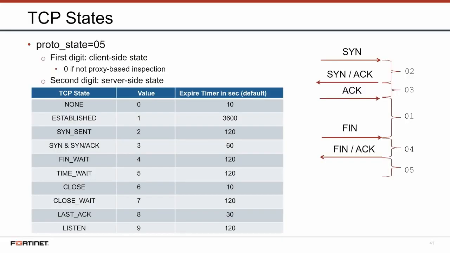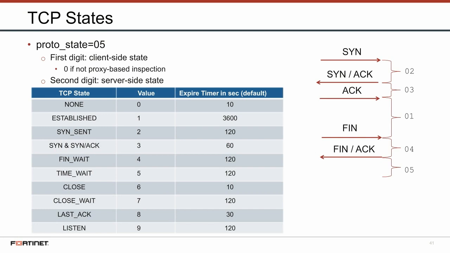Earlier in this lesson, you learned that the session table contains a number that indicates the connection's current TCP state. These are the states of the TCP state machine. They are single-digit values, but proto_state is always shown as 2 digits. This is because FortiGate is a stateful firewall and keeps track of the original direction, client-side state, and the reply direction, server-side state. If there are too many connections in the SYN state for long periods of time, this indicates a SYN flood, which you can mitigate with DoS policies.